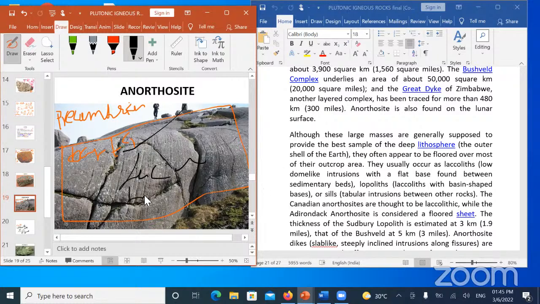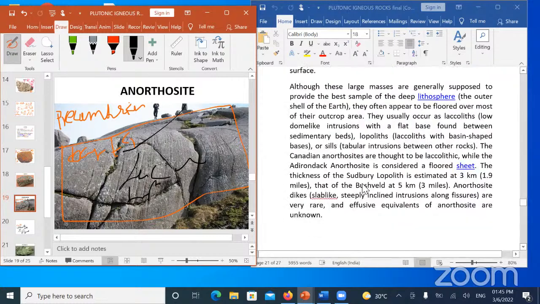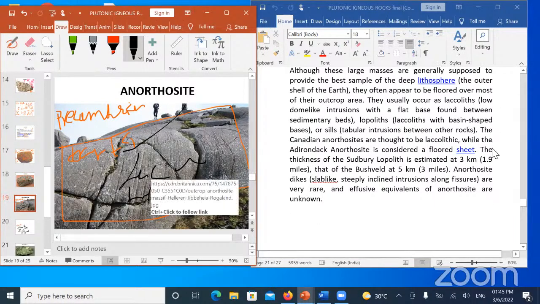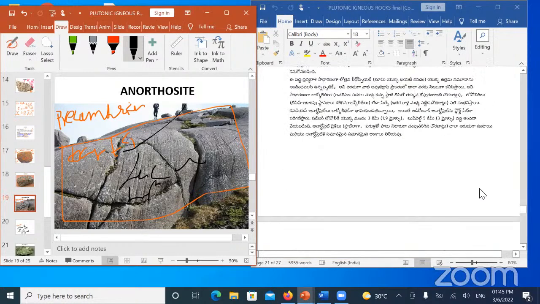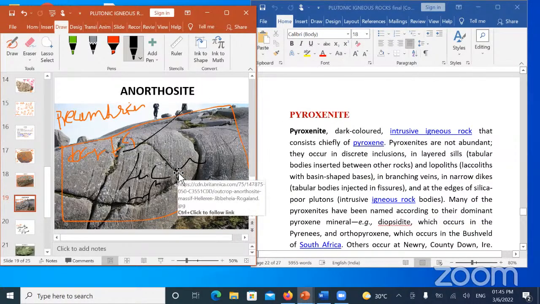And also lopoliths, right? So the Canadian anorthosites, those are thought to be laccoliths, right? You see in this picture, this is the laccolith. Anorthosite dikes are very rare, and effusive equivalents of anorthosites are unknown, right? So these are the anorthosite.